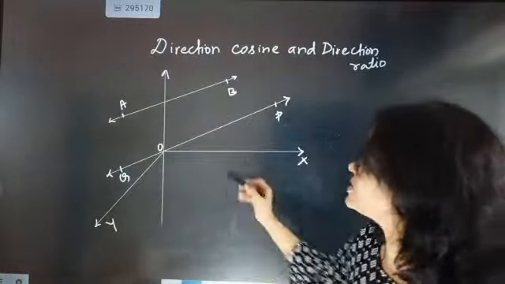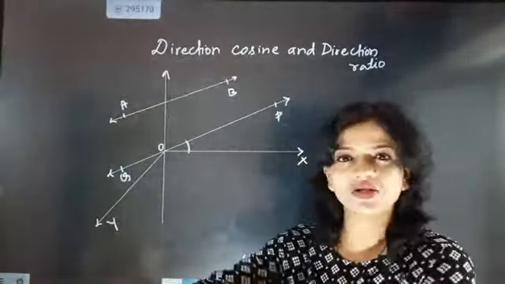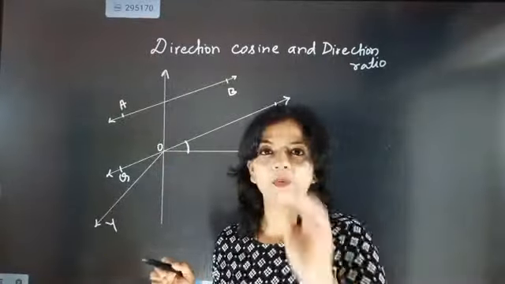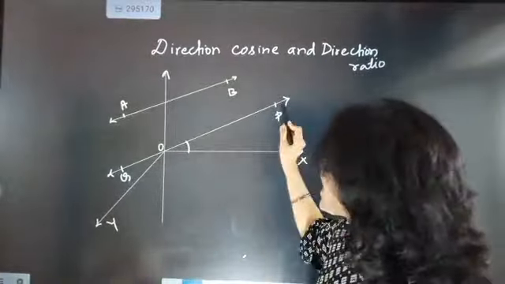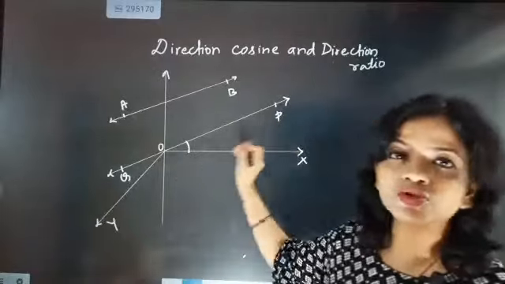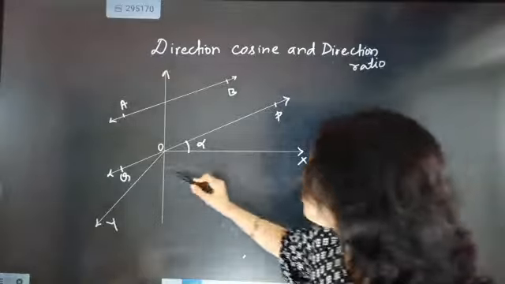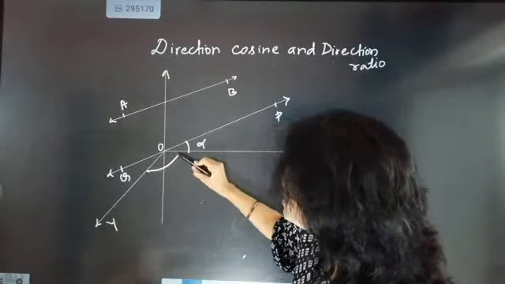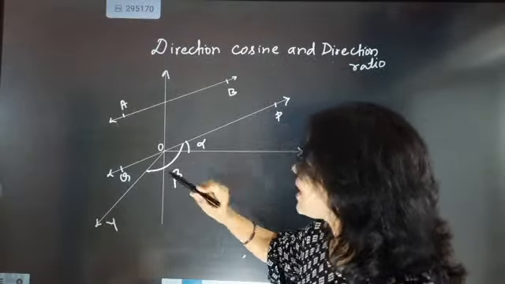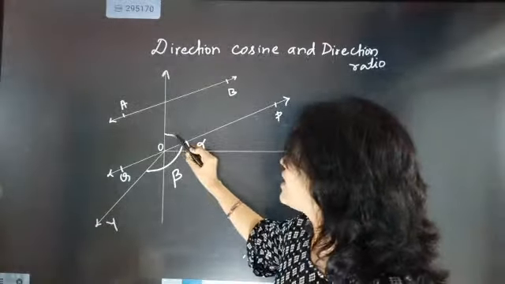This line OP will be subtending some angle. Now direction cosine and direction ratio, the problem will be solved forever. With the x-axis, this line OP will be making angle alpha. With the y-axis, it will be making beta, and with the z-axis it will be making angle gamma.